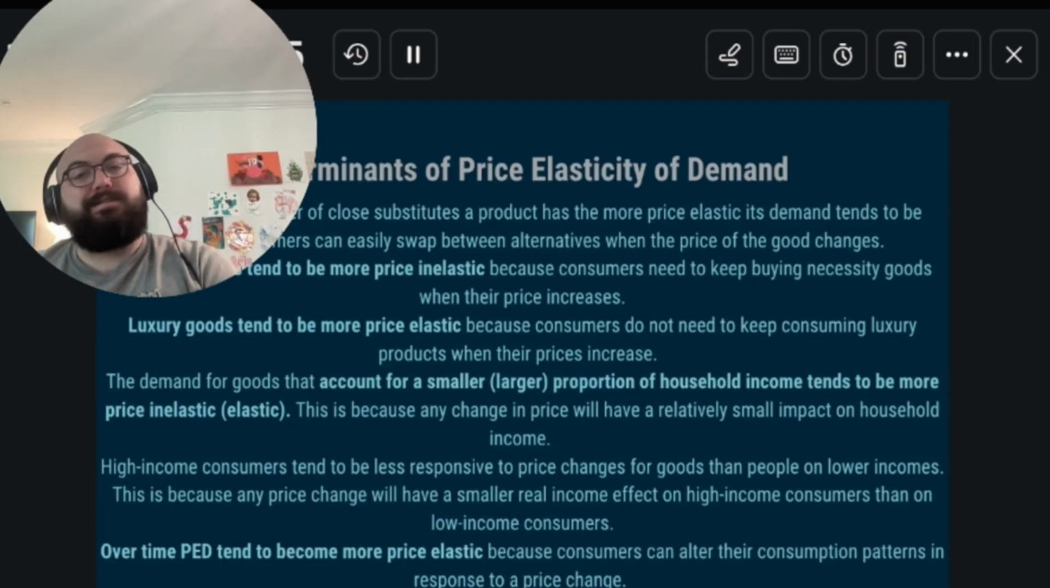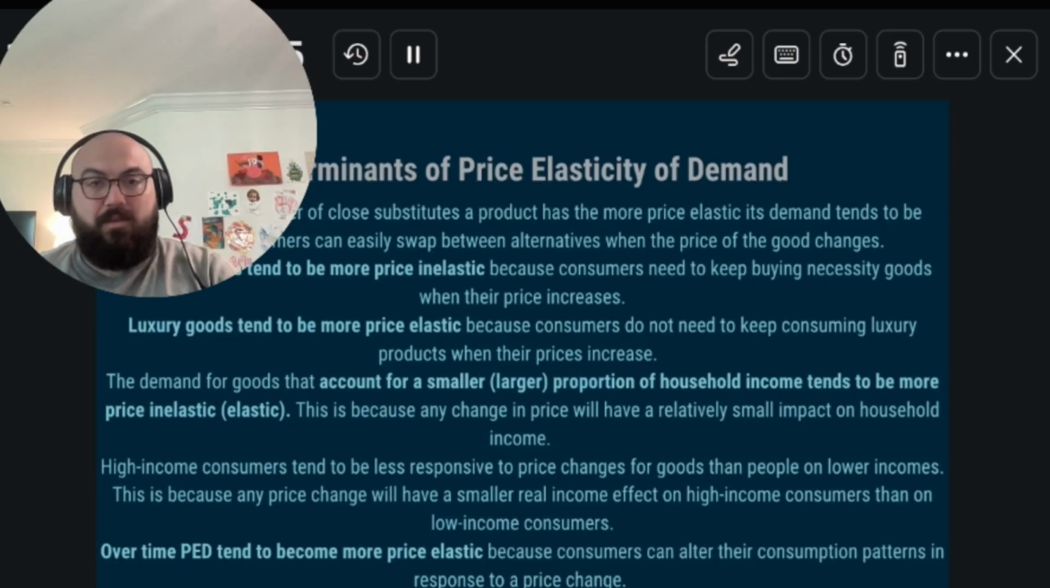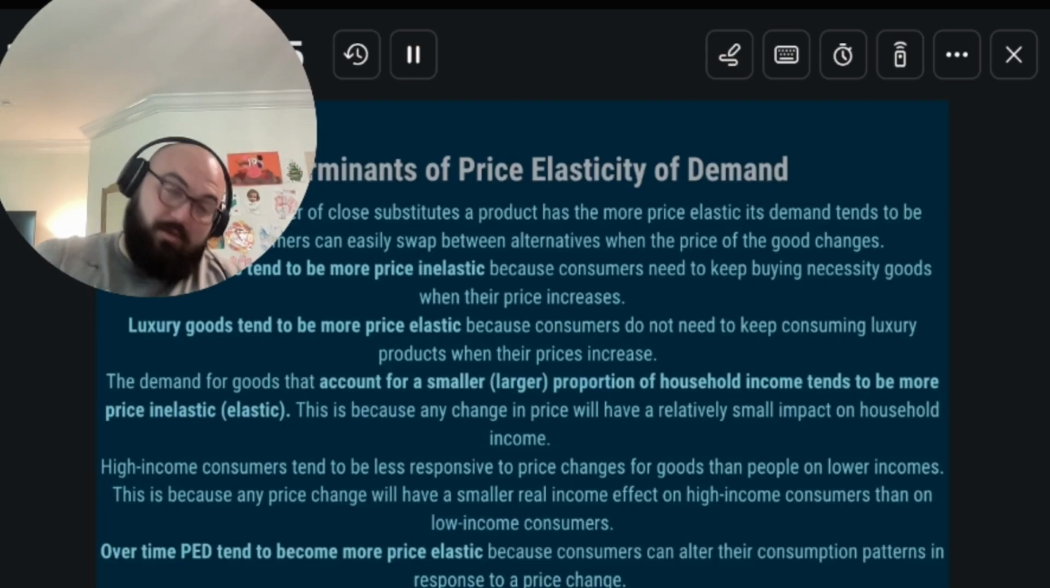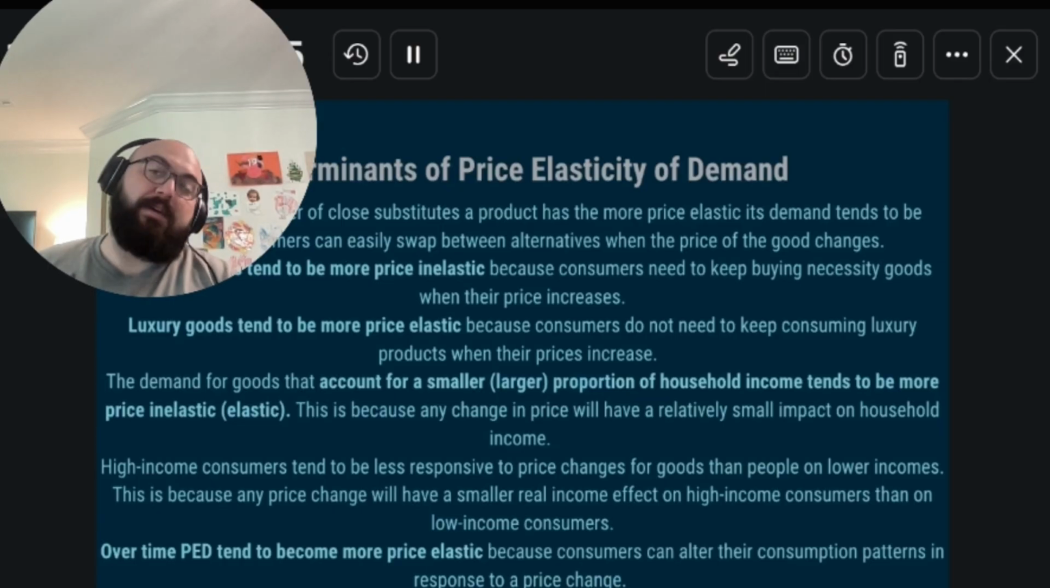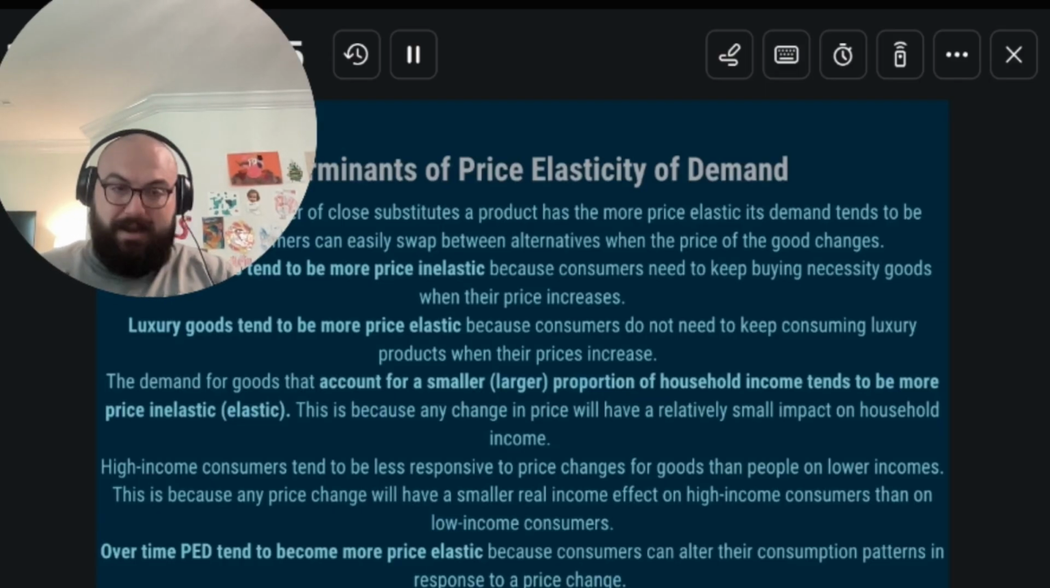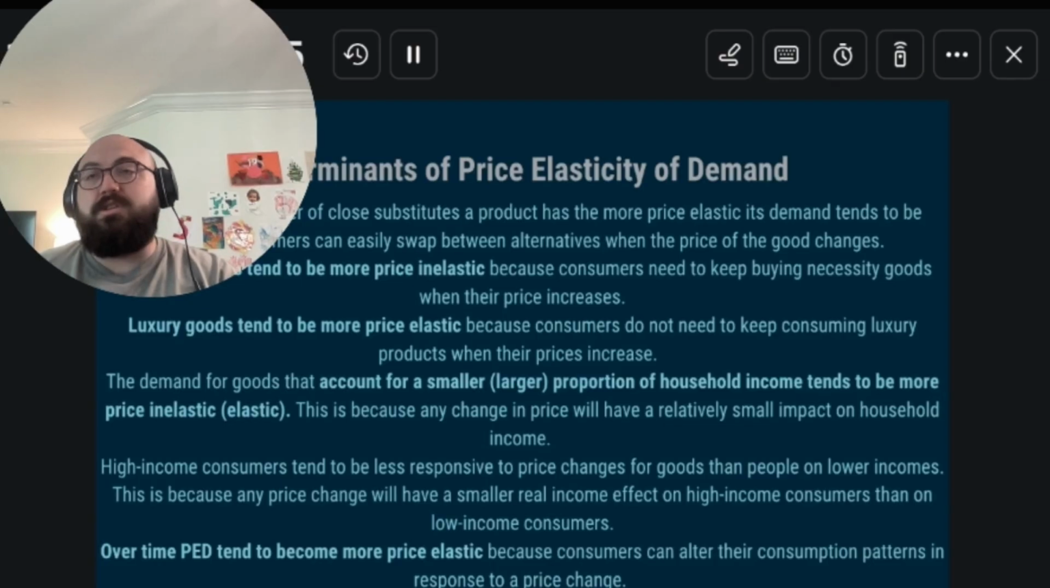Someone who's very rich is not going to have to worry about the price of eggs in a given week or the price of milk. Someone who does not have that kind of money is going to be thinking about substitutes. They're going to be thinking about not spending, right? Demand becomes more elastic over time as consumers adjust their habits. Are they shopping at Whole Foods? Are they shopping at Aldi, right?